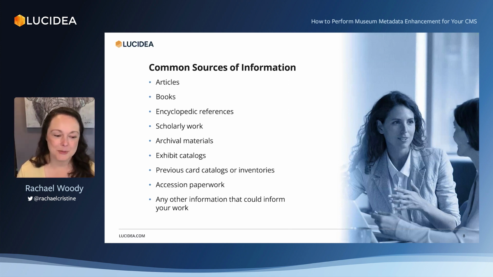Accession paperwork, especially if that was not originally included as part of the archive research that you did, may contain some more in-depth information other than just the when and where and who in terms of the purchasing of, and then any other information that could inform your work. So these are great first stops, but depending on your institution, depending on your collection, there may be several other areas of information that you could tap into for part of your enhancement research and gathering.